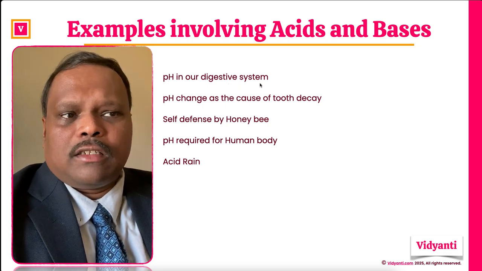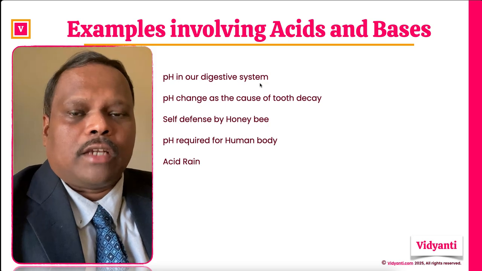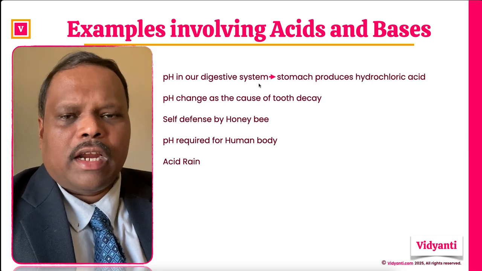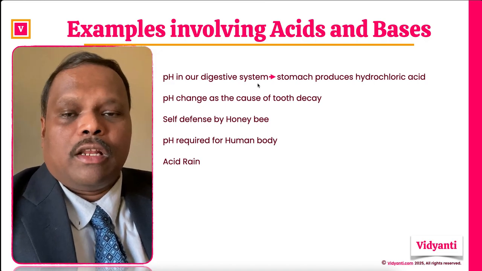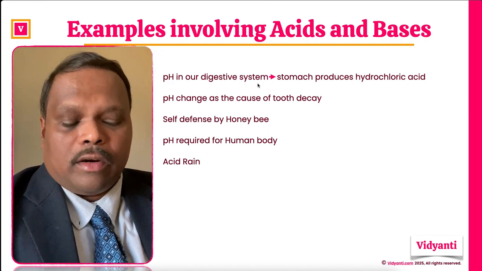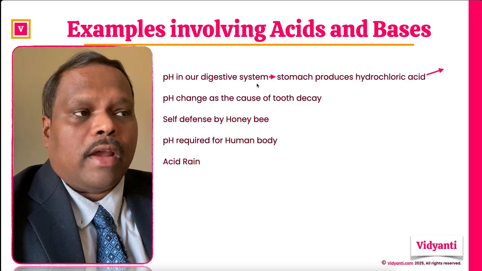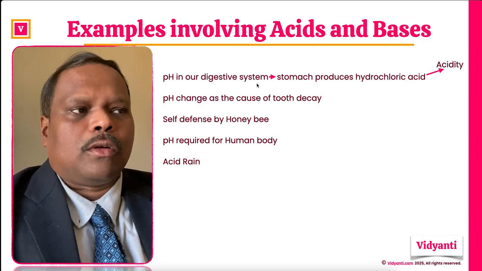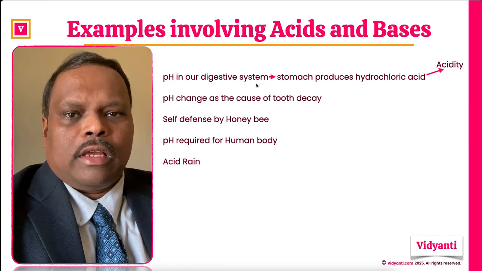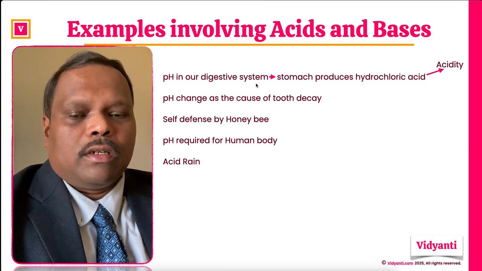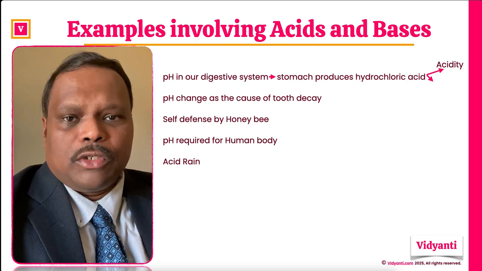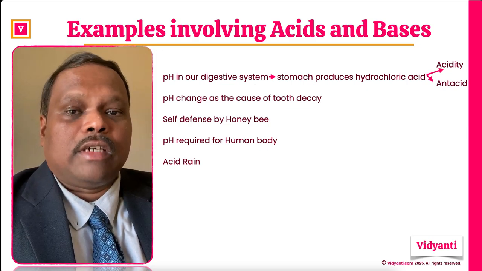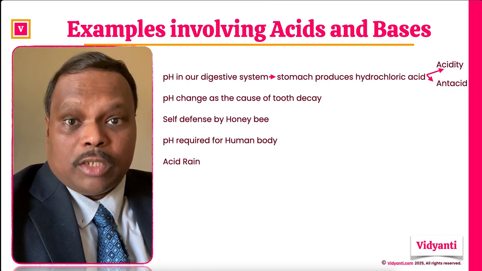pH in our digestive system: our stomach actually produces acid, hydrochloric acid, and that is responsible for digestion. Occasionally, we create more acid than required, so we have the problem of acidity, and it results in bad burps and things like that. So what is the solution for this? We have to take some antacid, which neutralizes the acidity as much as possible, and then you will feel much better.